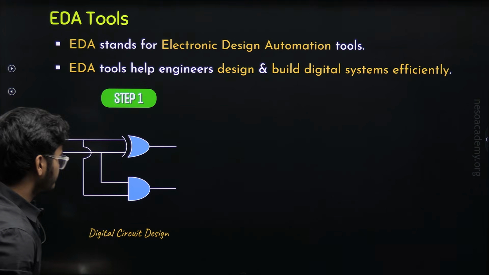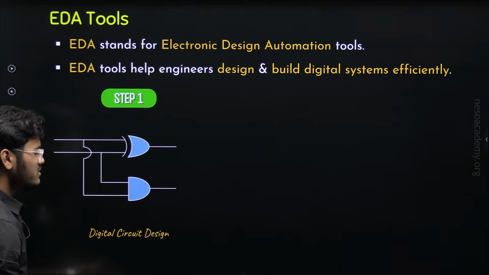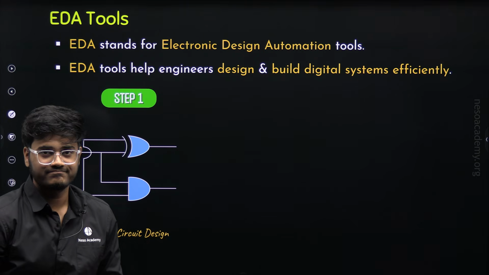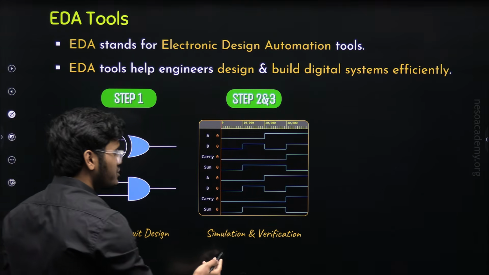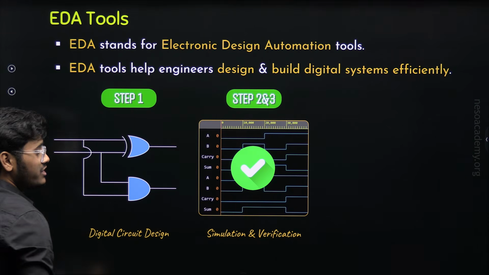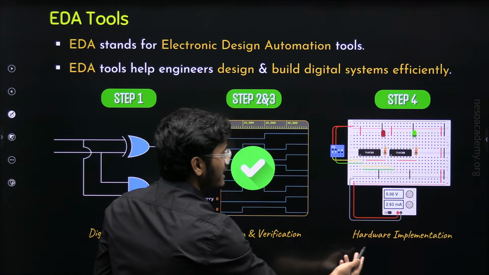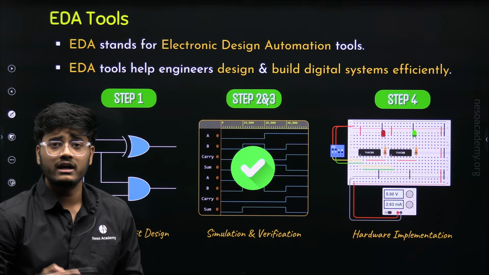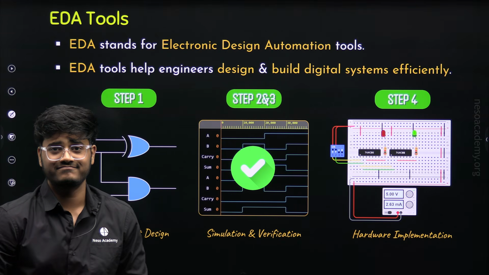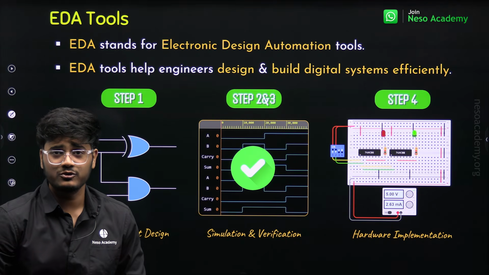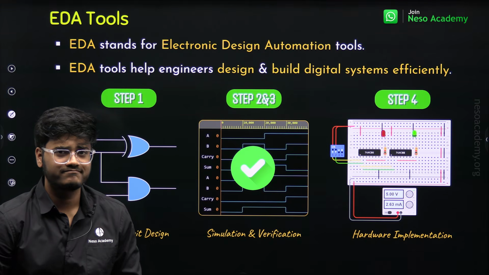The very first step is digital circuit design or schematic synthesis. The goal over here is to create a design using VHDL code. Then, the second step is simulation and the third step is verification. Here, we check the correctness of VHDL code. Then the last step is hardware implementation. As the name suggests, over here, the VHDL code is converted into actual hardware. For each of these steps, we have different types of EDA tools. Let's see them one by one.